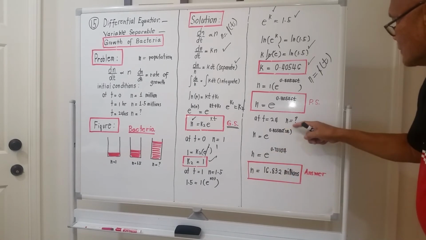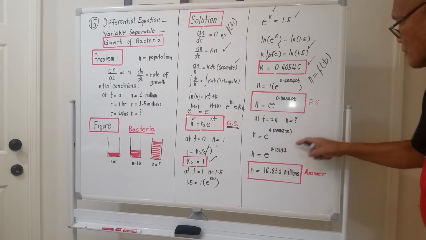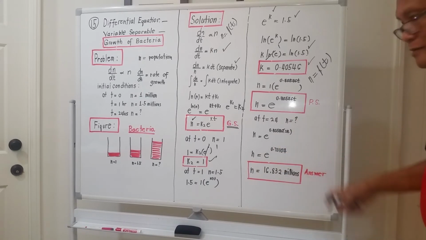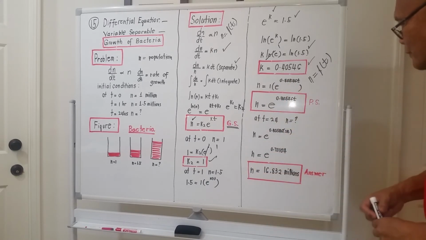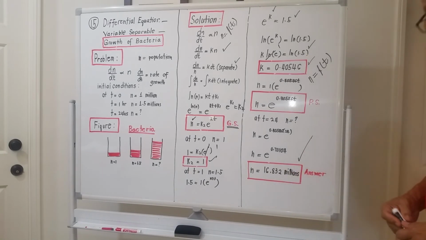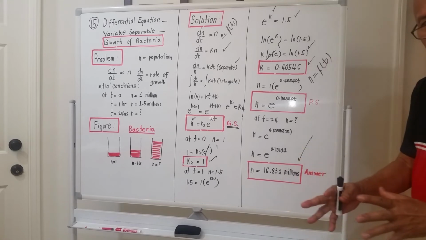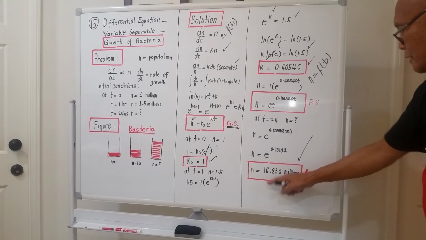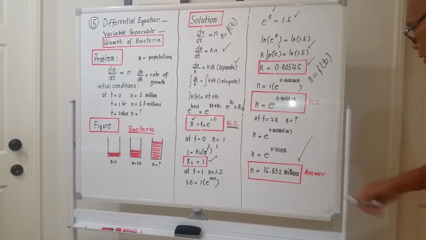The product of this times 24 is 9.73104. So 2.72 something raised to this. Use your calculator, guys. It is 6.832 million. Obviously, the population of the bacteria after 24 hours increases to 6.832 million. That is our answer.